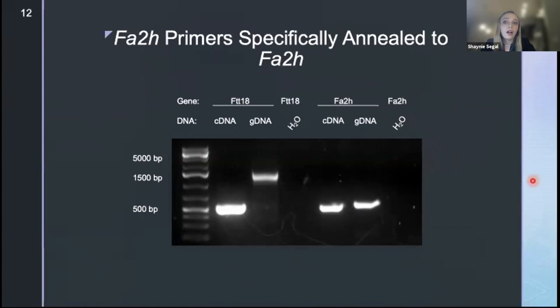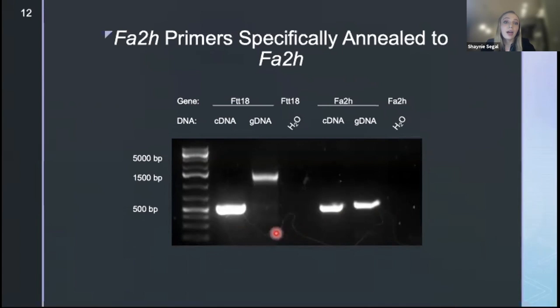So what I did to validate these primers was I used a 1 kb plus ruler here to better see the distinct sizes of these bands, since there was a good spread of expected sizes. And I observed with Fa2H the 544 base pair cDNA, as well as the 617 base pair gDNA, which was the expected length for both.